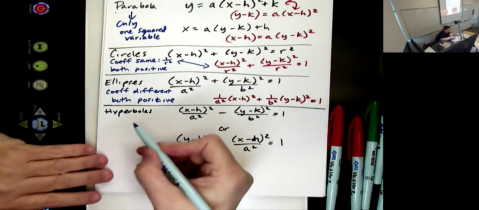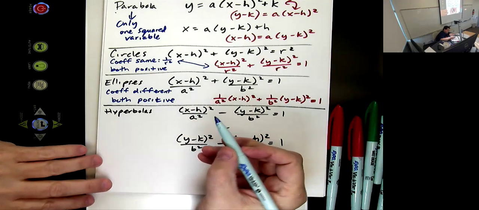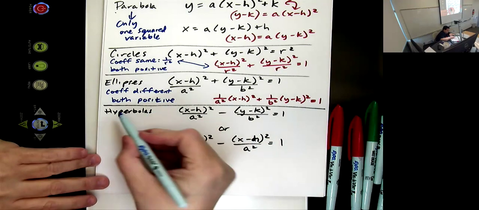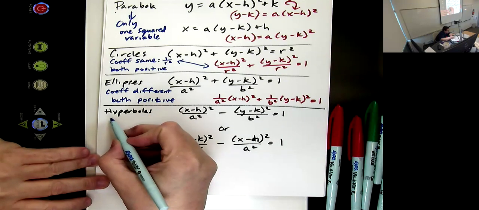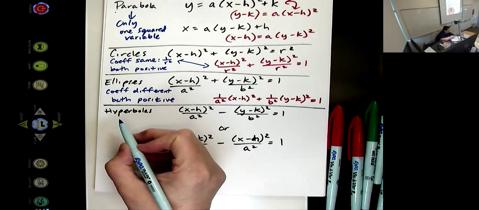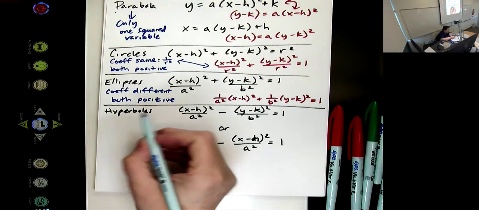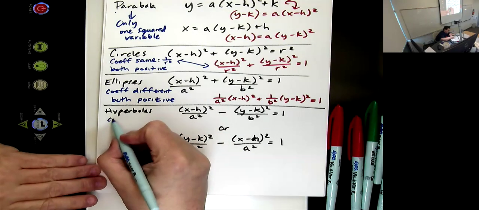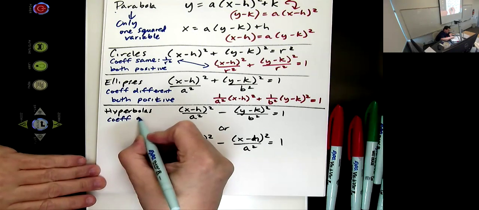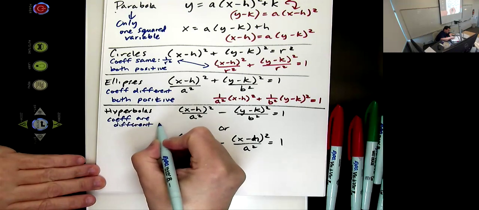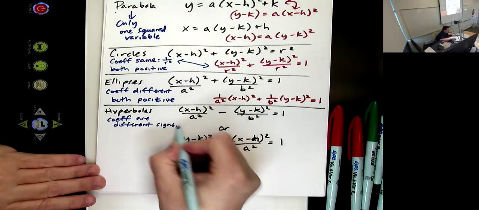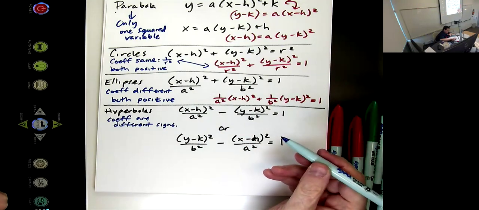And here, coefficients may be different, usually are different, but they actually don't have to be. Because we did this last week where we had the same thing as a circle basically, but one was negative, so they had the same denominator. The important thing here is coefficients are different signs. So they can be the same or different.